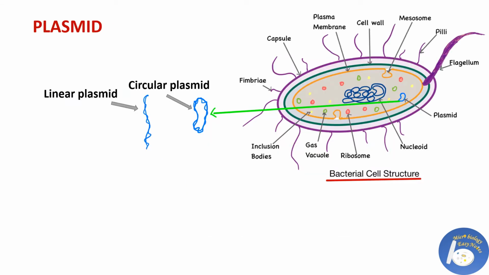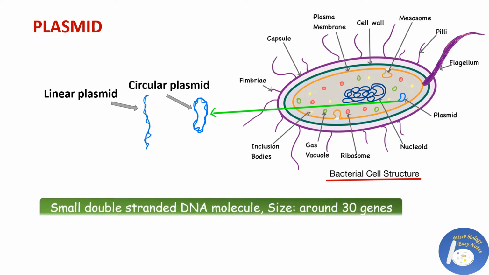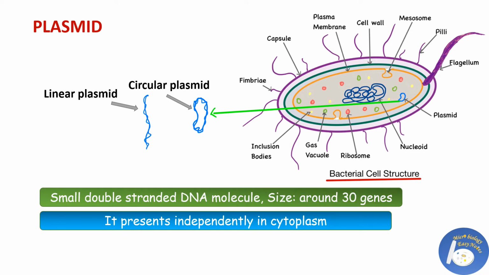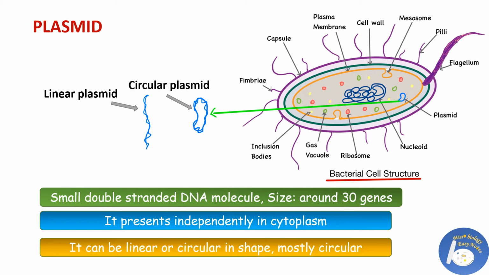Apart from the nucleoid, another genetic body present in the cell is the plasmid. Plasmids are small, double-stranded DNA molecules that can exist independently of the chromosome. Plasmids use the cell's DNA synthesizing machinery to replicate, but their replication is not linked to any particular stage of the cell cycle. That is why it is called independent genetic material. Both circular and linear plasmids can be present, but most known plasmids are circular. Plasmids have relatively few genes, generally less than 30.